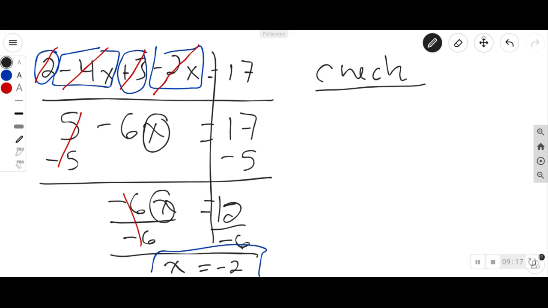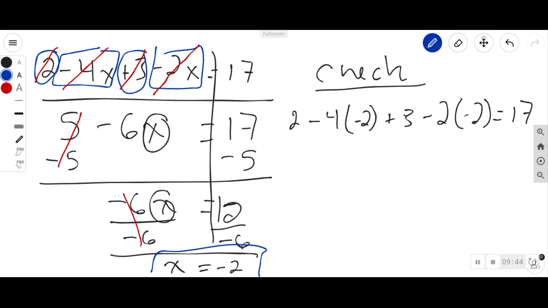Now there's a bit more to it because the variable's in two places. So I'm going to write 2 minus 4. Now since I'm plugging a negative in, I'm going to use parentheses so I don't accidentally forget the negative sign. Plus 3 minus 2, again, parentheses, negative 2, equals 17.